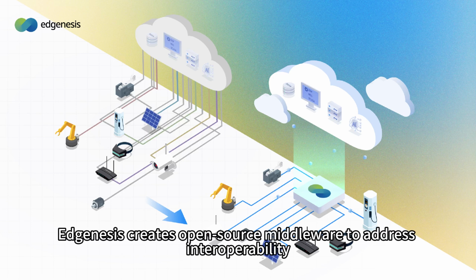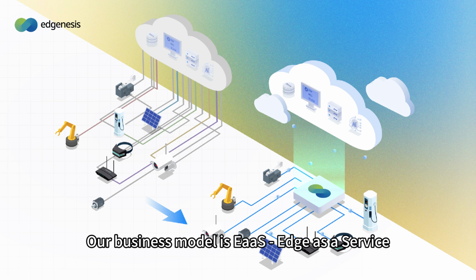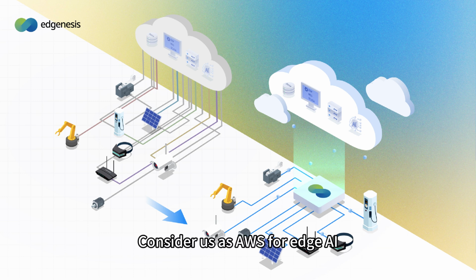Edgenesis creates open-source middleware to address interoperability problems of AI and IoT devices to achieve physical AI. Our business model is EaaS, Edge as a Service. Consider us as AWS for Edge AI.